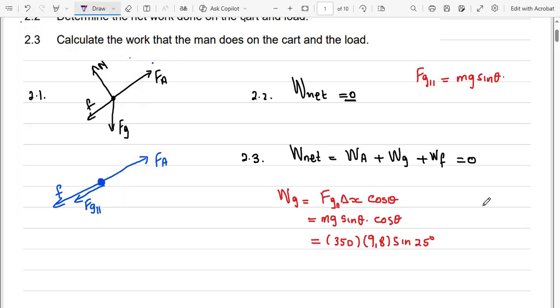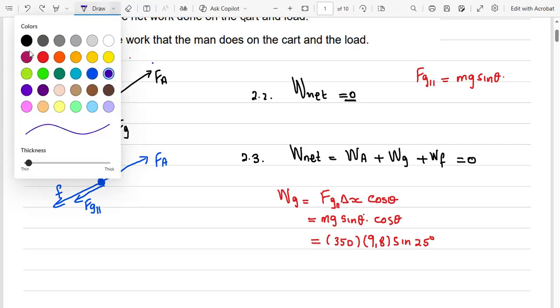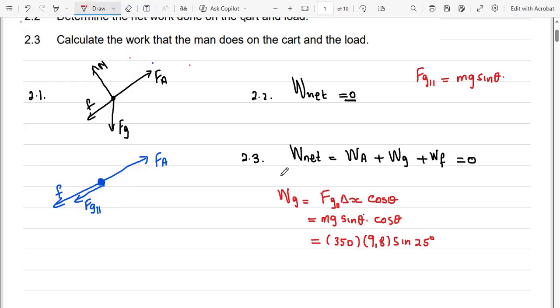So look at this. We have theta here, and we also have theta here. So please note that we're not going to substitute 25 on both of those angles, because what I need you to understand, because if you miss this information, everything will be wrong. This theta, the cos of theta, is the angle between the displacement and the FG parallel. We'll talk about that one right now.